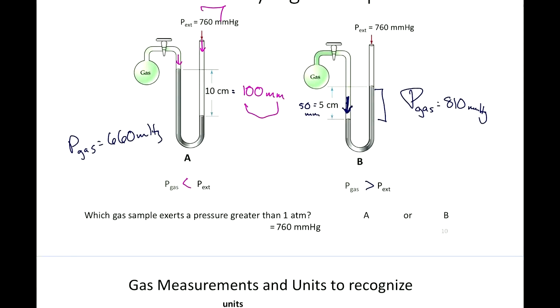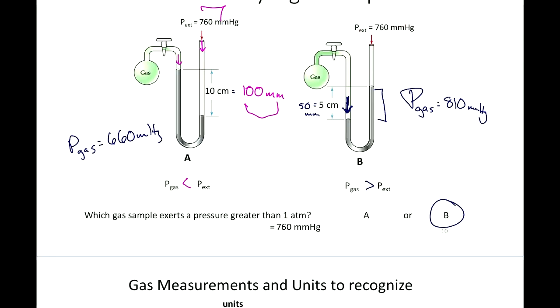But when I ask you who's winning, then everyone gets it. So which of these samples exerts a pressure greater than 1 atmosphere? A or B? B, yes. But if we just started with that question and I didn't give you the hint of who's winning, then it might have been a little bit more difficult. So we have to factor in the differences in height of the manometer to the correct side based upon who's winning. So we see in set B, the gas is exerting more pressure than the external surroundings, so the gas pressure is higher than the atmosphere.